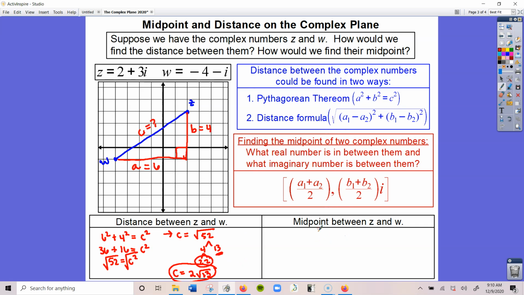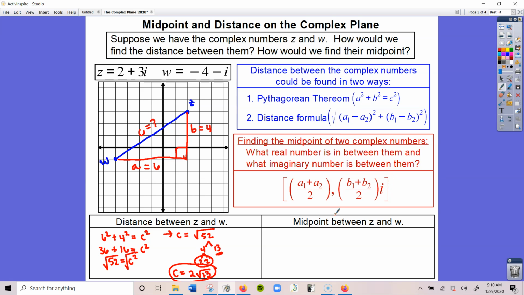Now to get the midpoint, and this is what we call the midpoint formula. What you do is you take the values of a, which is the real numbers, you add them together and divide by 2. Since the midpoint is the middle, what we have to do is take those numbers, add them, and divide by 2, and that gives you the average of the two numbers, which is the middle. For the imaginary part, we would take the b values, so just the numbers, and then divide by 2, and then we can't forget that we have the i.